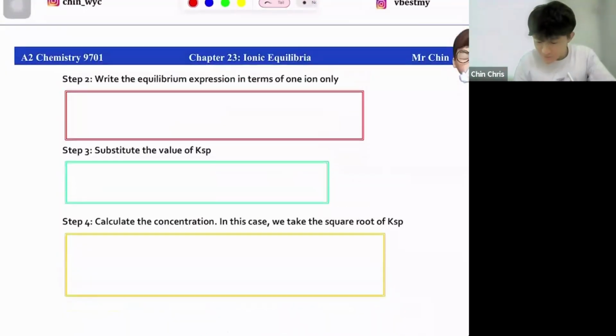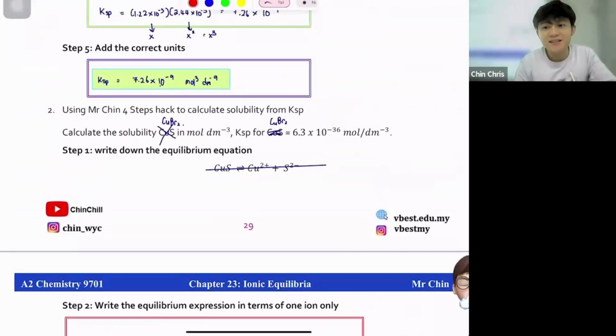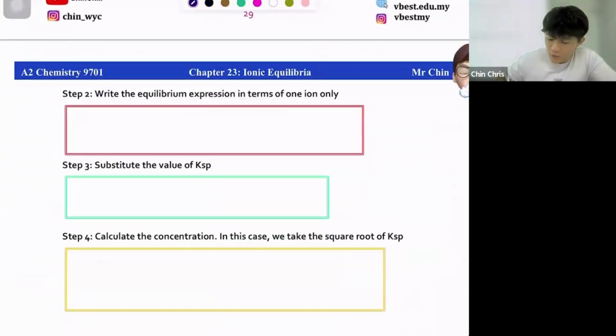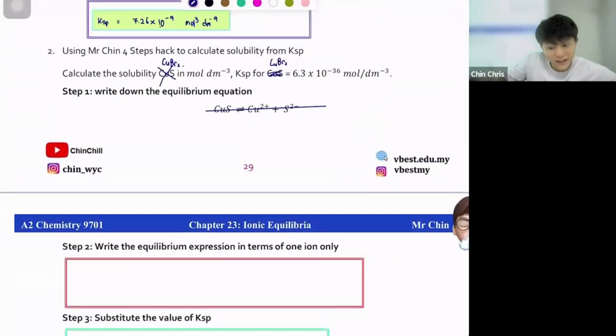Minus 36. Oh, the value is supposed to be minus 36. Isn't it CuBr2? Any other answer? Someone got it? Yes, come, Ethan. 1.16 times 10 to the power of minus 12. Okay, any other answer? Jennifer? Ash got the same. Alright, he says minus 12, I'll take it as minus 12.